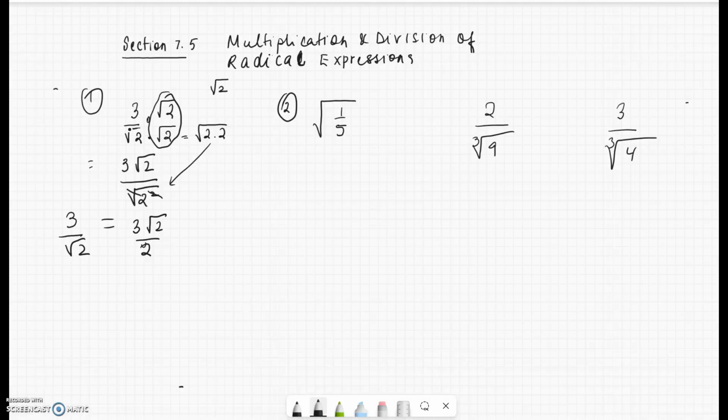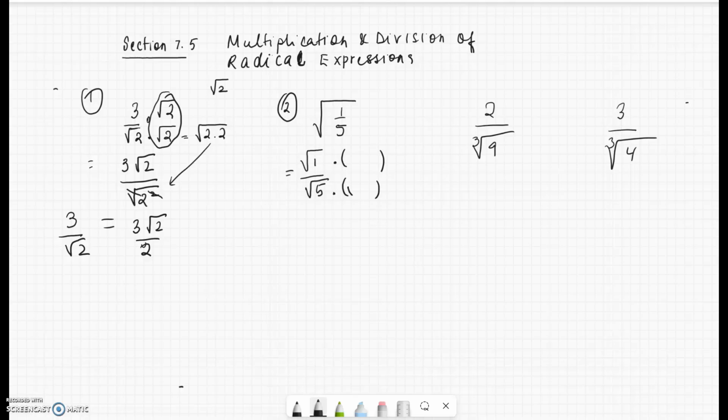Let's look at the second problem. So the second problem again has a radical expression in the denominator. So let's just simplify this. Radical 1 over 5 is radical 1 over radical 5. What we do is think about what is it that I can multiply with radical 5 to make it a number without a radical sign.